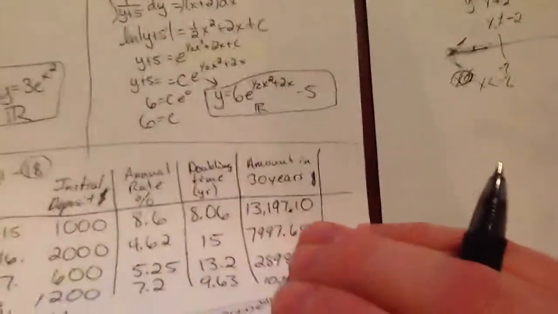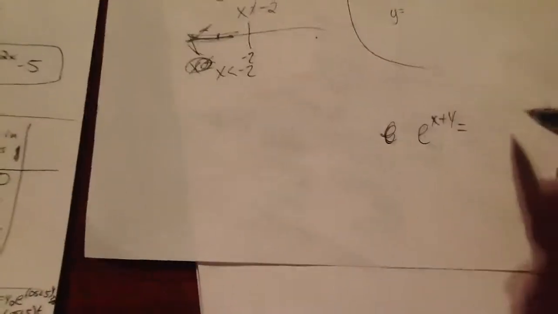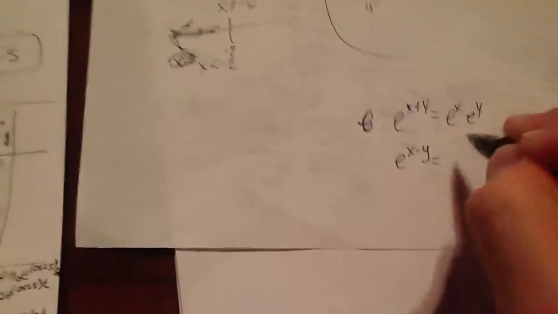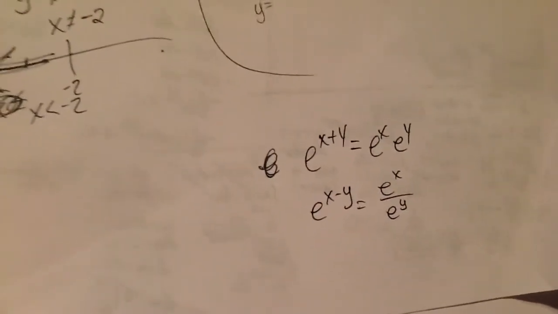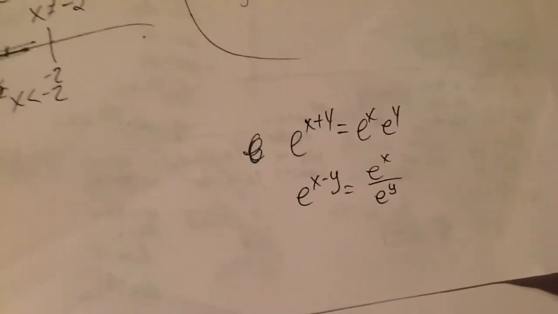I will give you a hint on 7 through 10. Just remember some exponent properties. Like if you have e to the x plus y, you can break that into e to the x times e to the y. And if you have e to the x minus y, you can break that into e to the x divided by e to the y. And looking at those, I think other than that, you should be alright.